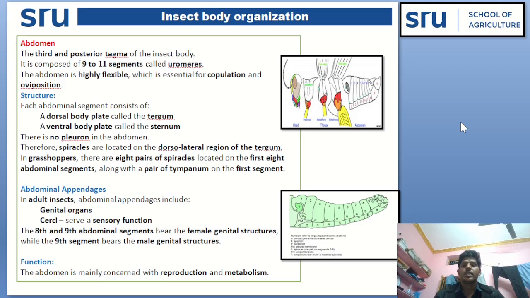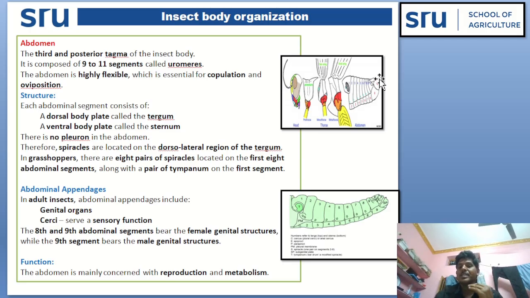So next, the abdomen. The third and posterior tagmata of the insect body is the abdomen. It is composed of 9 to 11 segments known as uromeres. The abdomen is highly flexible, which is essential for copulation and oviposition.